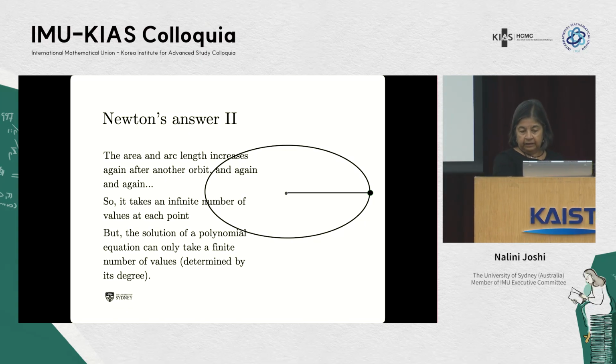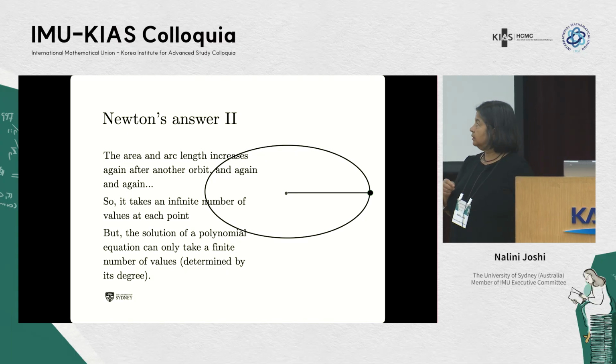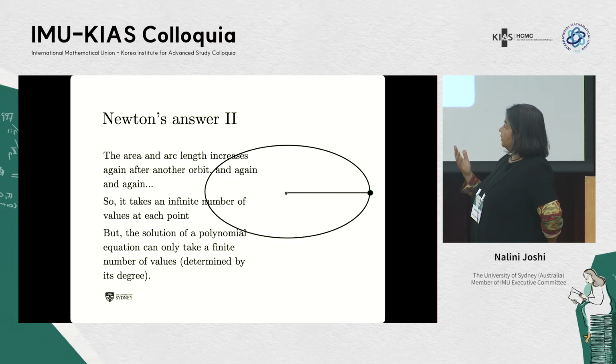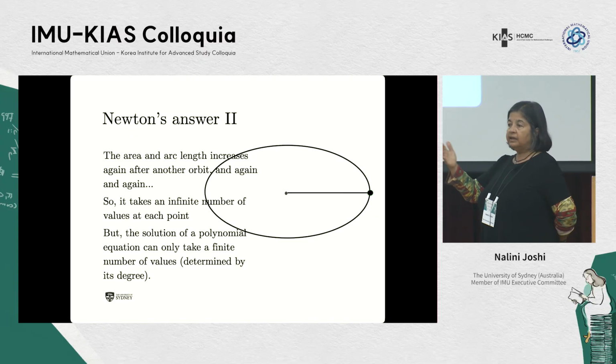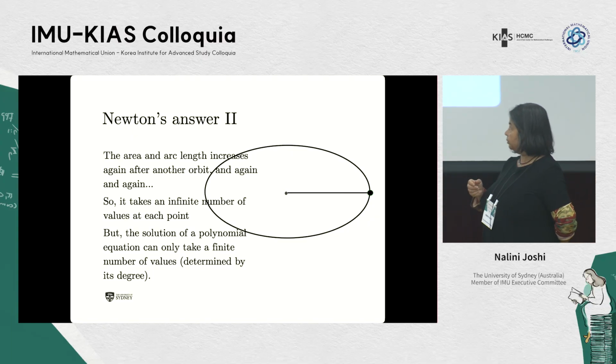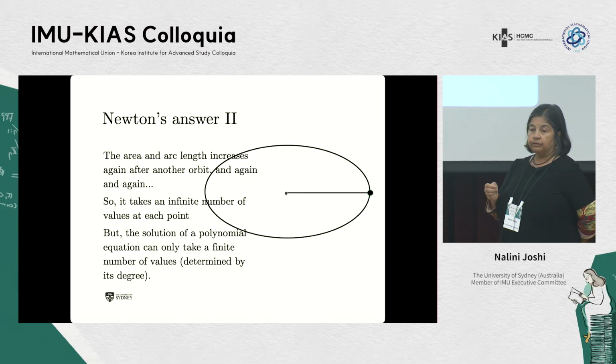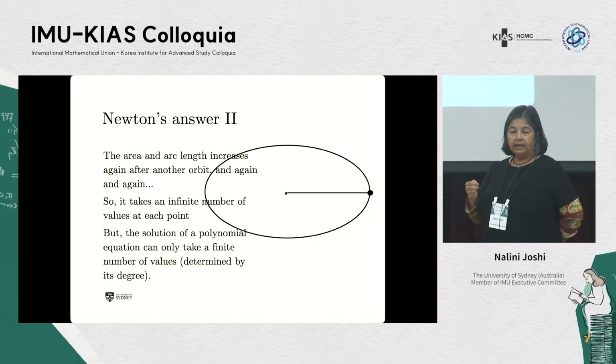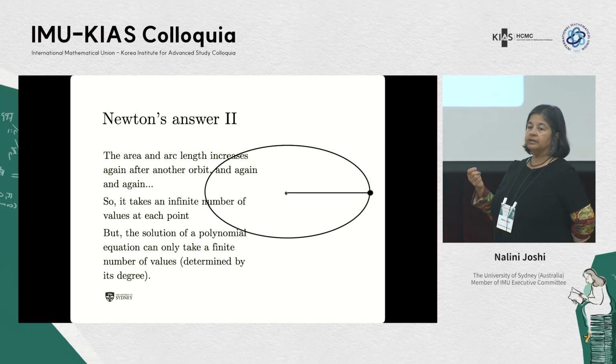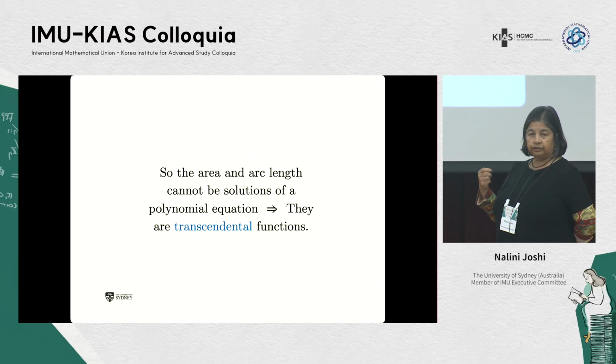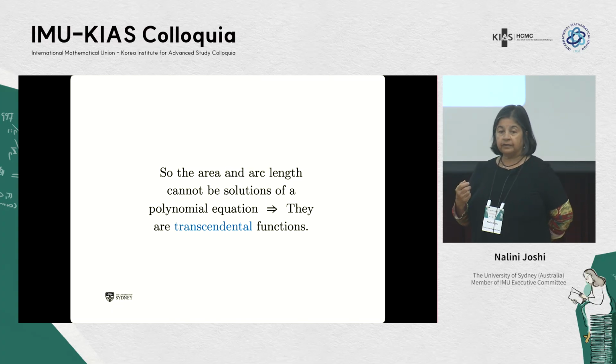But what all this means is that at the end of that thought experiment, what we see is that the area and the arc length subtended by a planet on such an orbit cannot be solutions of a polynomial equation in the coordinates. Therefore, they are transcendental functions. This sets the scene for the study of functions that go well beyond the solutions of polynomial equations, that is, beyond algebraic functions.